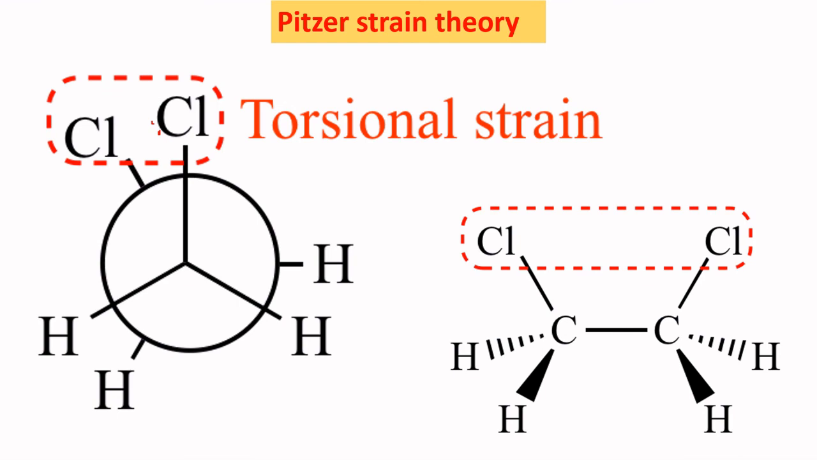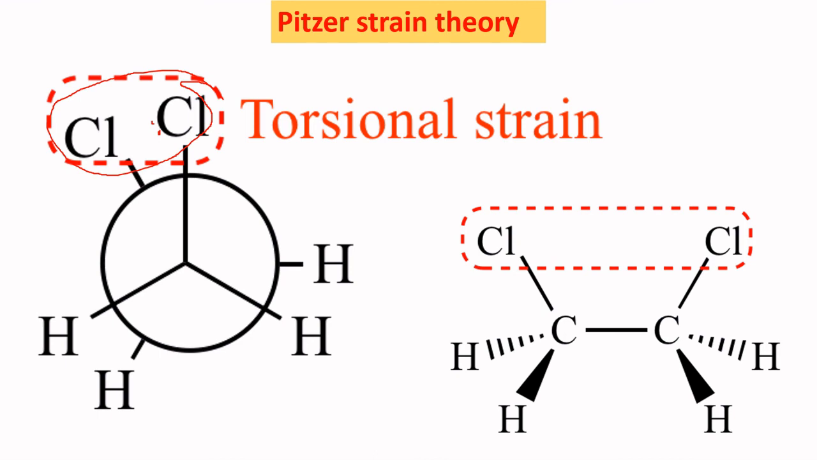These lone pairs try to repel each other, so whenever they repel, they will go to some distance where the repulsion is minimum. They want to stay at that distance. Whenever this chlorine atom and this chlorine atom are exactly behind each other, there is maximum repulsion. So they want to go to minimum repulsion. How will they go to minimum repulsion?